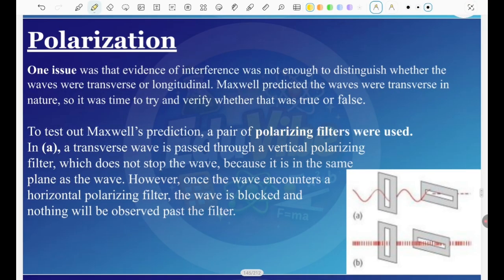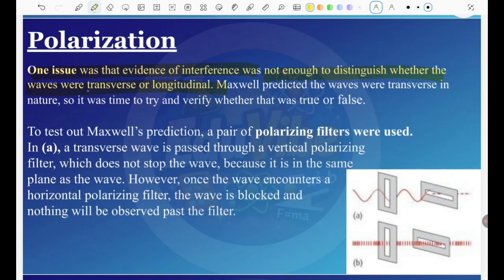So the small topic, the last topic we have is polarization. Polarization is a very easy topic, and this is like the end of the diffraction part. So one issue was that the evidence from interference was not enough to distinguish whether the waves were transverse or longitudinal.